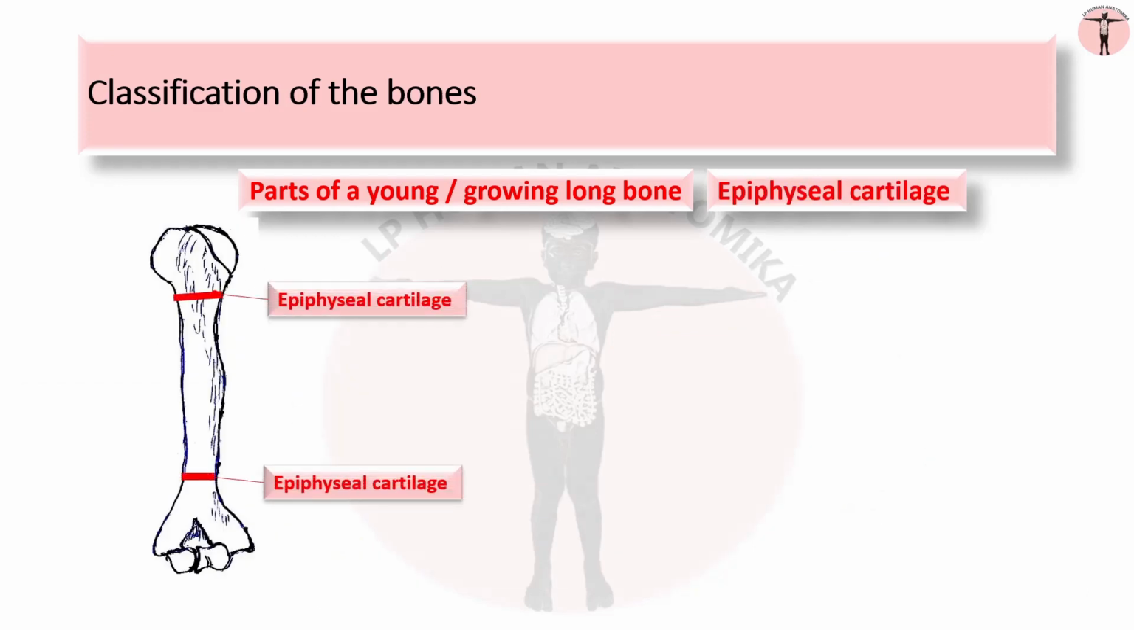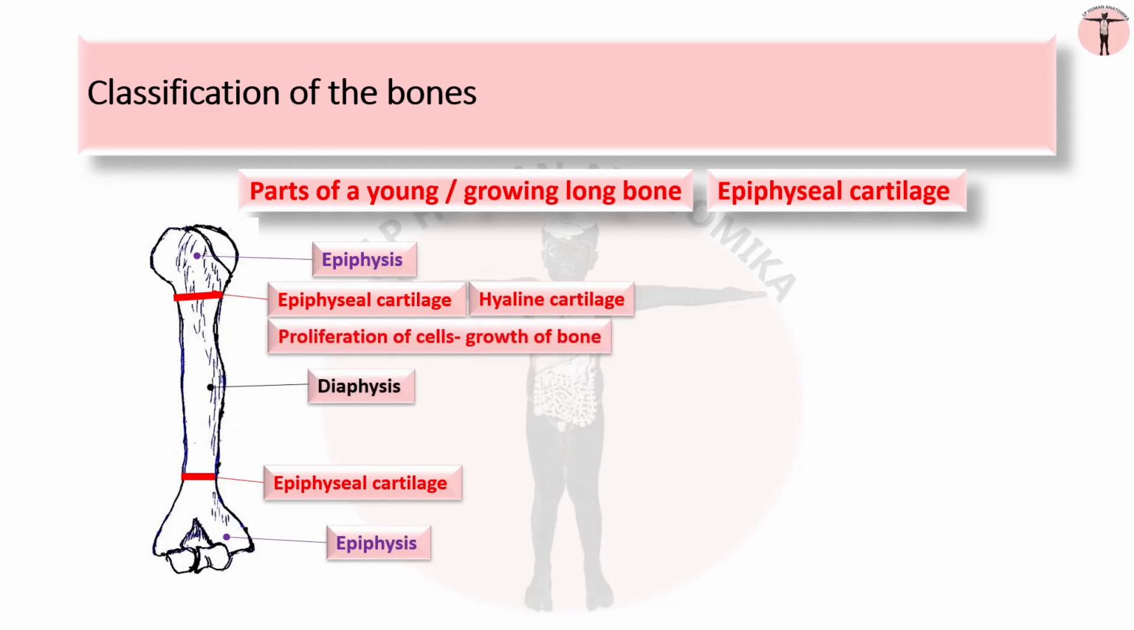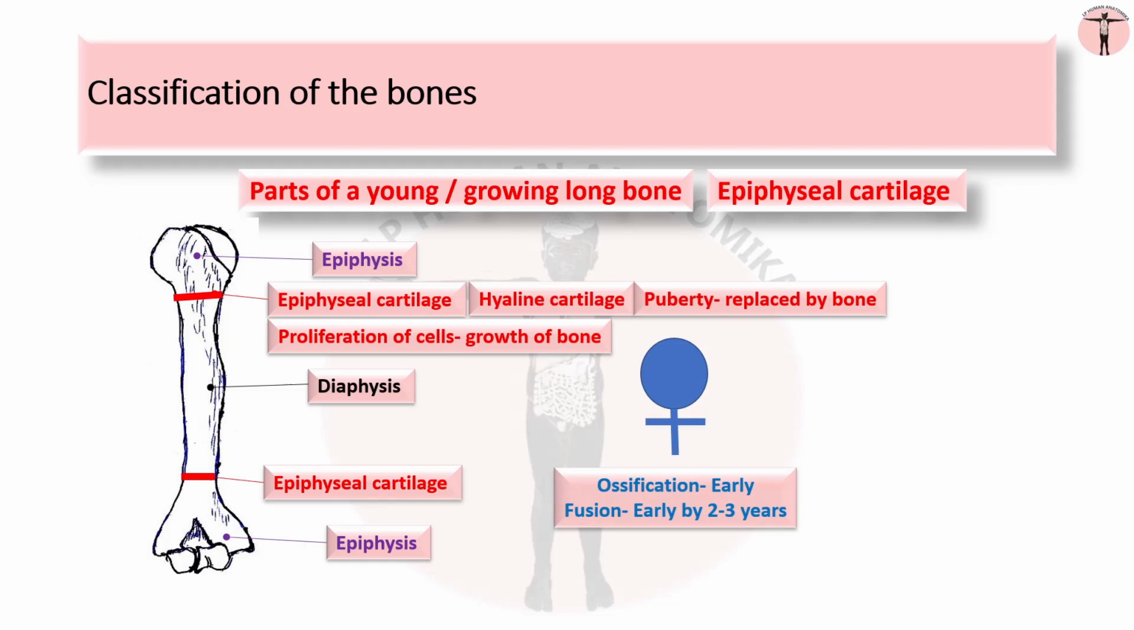Epiphyseal cartilage, the third part of young long bone, is a plate of hyaline cartilage which intervenes between the epiphysis and diaphysis of a growing bone. Proliferation of cells in this region is responsible for growth of long bone. As long as a bone grows in length, epiphyseal cartilage persists. When the full length is reached, usually after puberty, the epiphyseal cartilage is replaced by the bone. Ossification center appears earlier in females than in males, and the fusion between the epiphysis and the diaphysis is completed earlier in females by as much as 2 or 3 years.